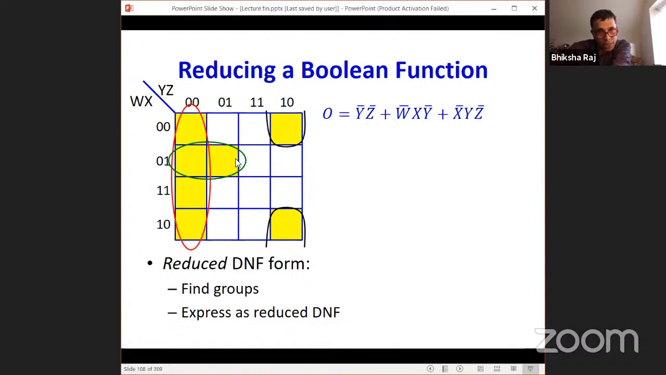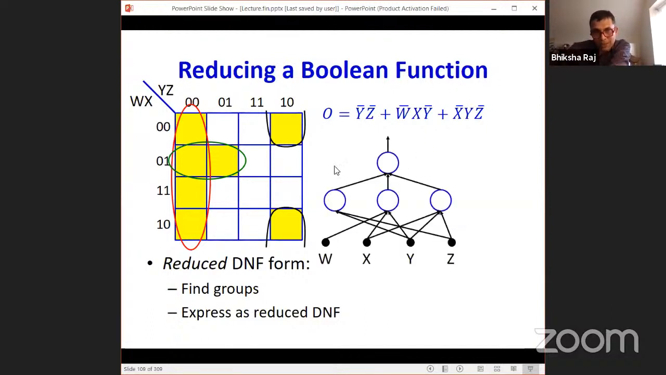Similarly, I can group these two, which says that it doesn't matter what Z is, so long as Y is zero and WX is 0, 1, the output is one. So this gives me not W, X, not Y. Similarly, I can group these two. In fact, I can group the four corners and I'm going to get one more clause. So the compressed DNF formula for this truth table only has three clauses, and the corresponding MLP is going to look like this.